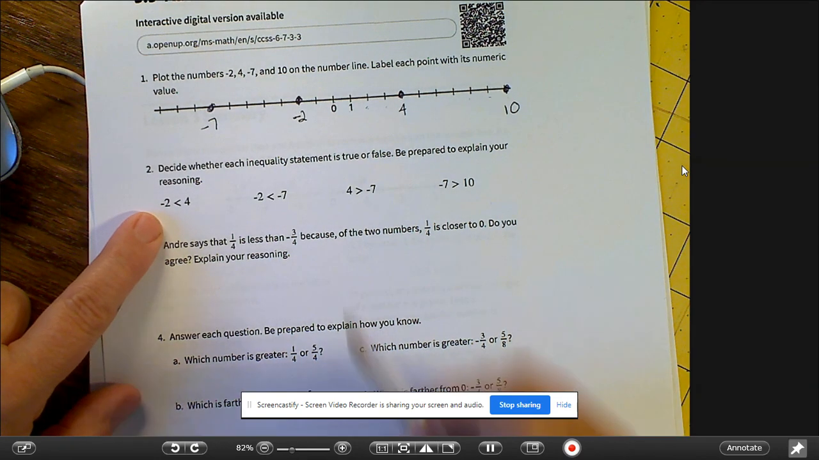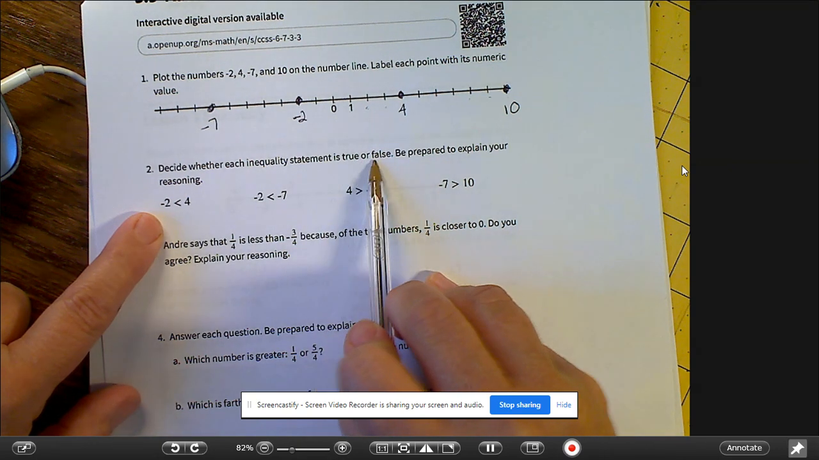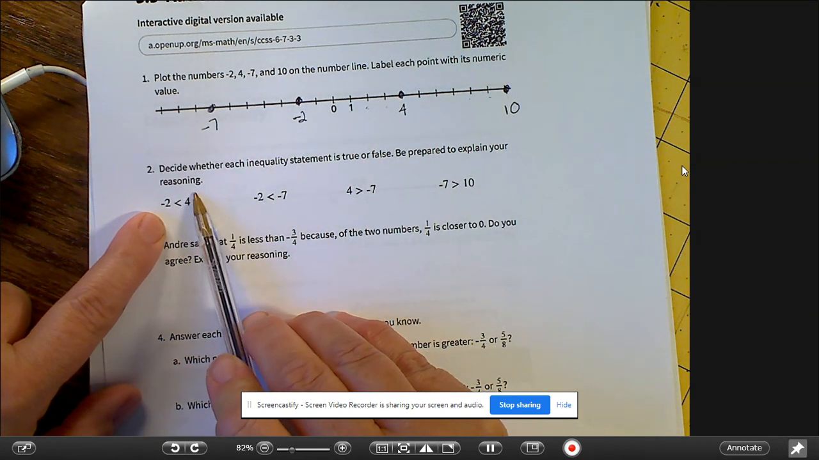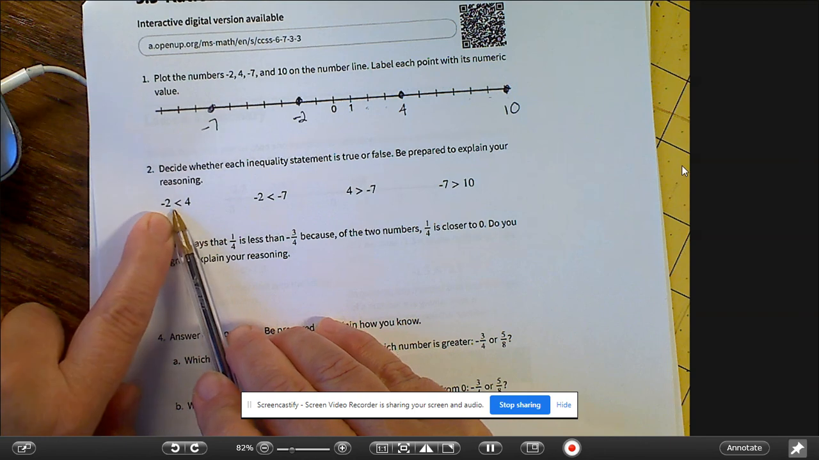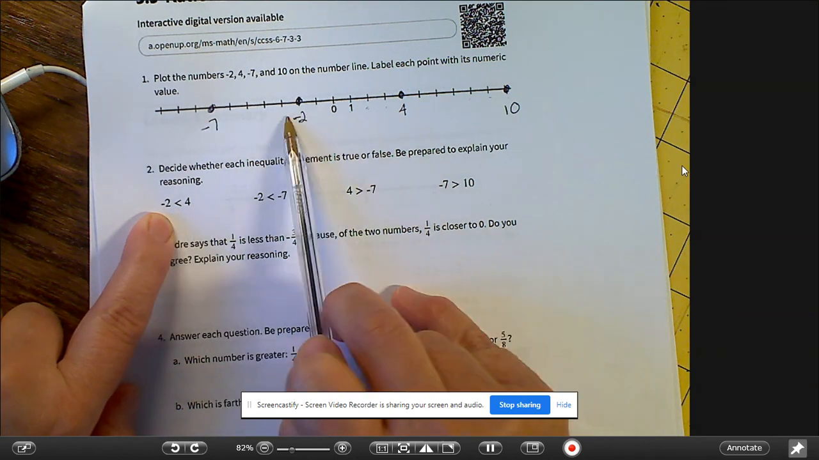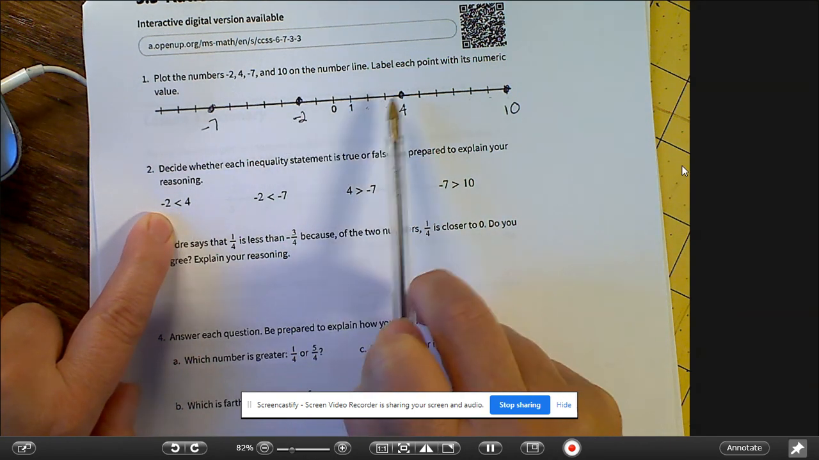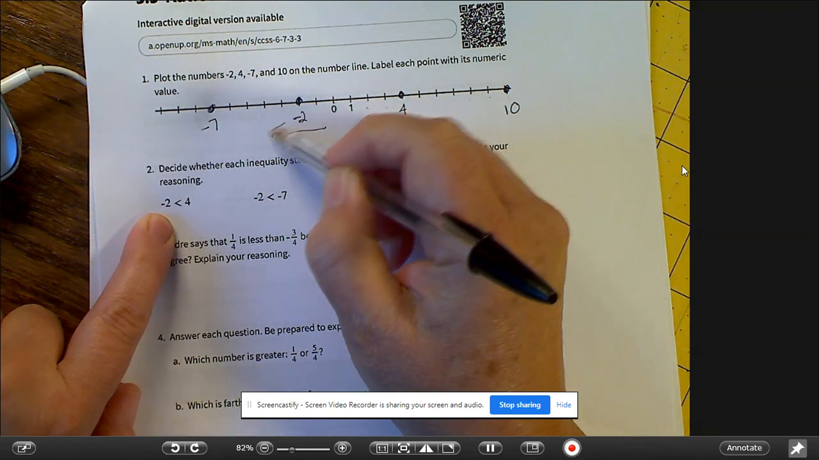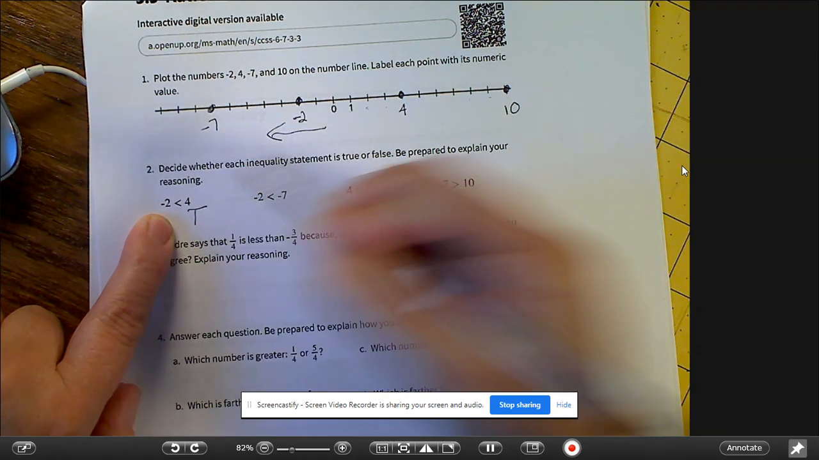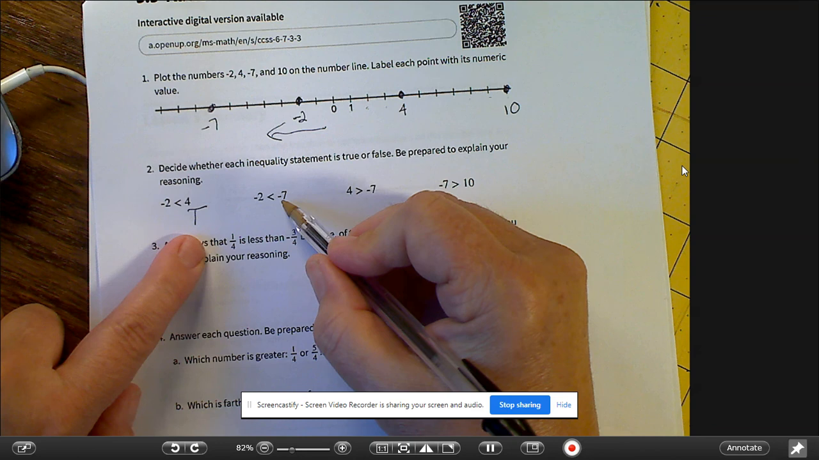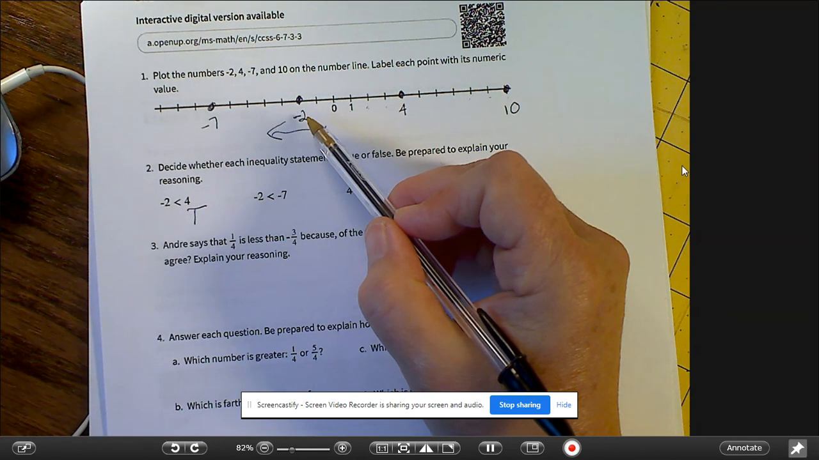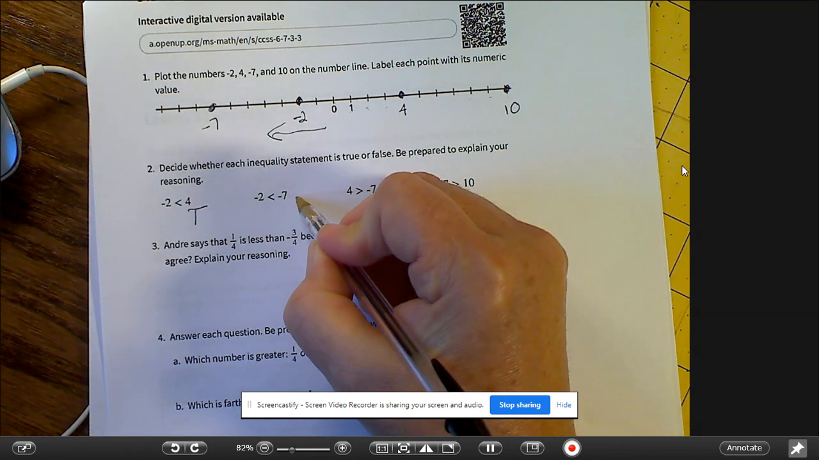Decide whether each inequality statement is true or false. Be prepared to explain your reasoning. So negative 2 is less than 4. So negative 2, if it's going that way on the number line, it is less. So that is true. Negative 2 is less than negative 7. That is false.